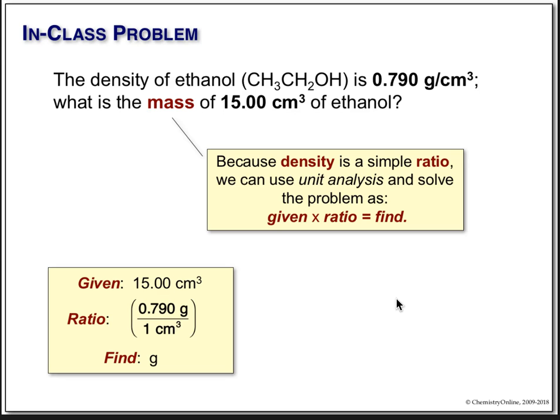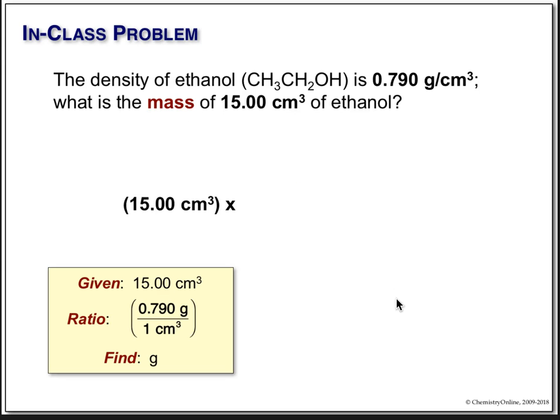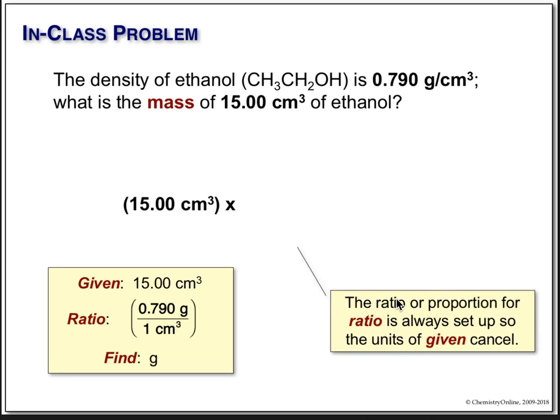Start off with our given. Multiply it by our ratio. Remember, a cubic centimeter has to be in the denominator. They cancel. And we do our simple math. 15 times 0.79, 11.8 grams.